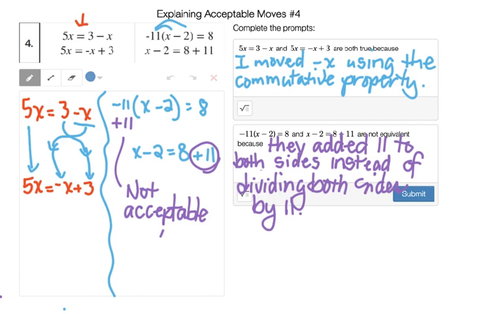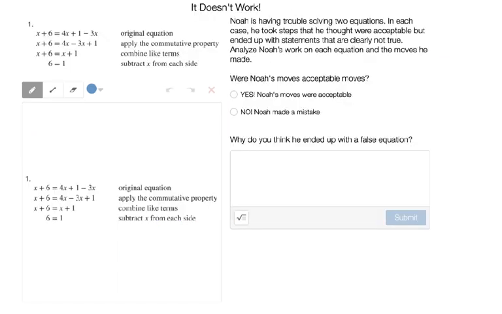All right, now I think we're done with acceptable moves. And this next couple of slides had to do with Noah. The last time we saw Noah was buying jeans, but now he's having some trouble solving equations. And in each case, he took steps that he thought were acceptable, and he ended up with statements that are clearly not true. So what we're supposed to do is analyze his work and the moves that he made and answer the question, were his moves acceptable or not?